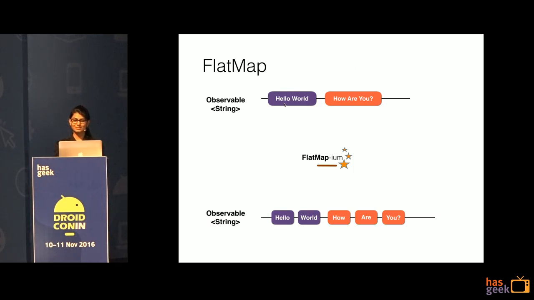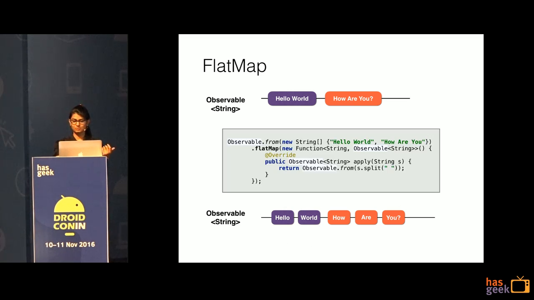So this is a simple observable which is emitting hello world and how are you. Hello world is getting converted into hello and world. How are you is getting converted into how and are and you. Then it is getting combined into another stream. That is what flatMap does. So this is how we can do that. We'll again apply a function to it, and here I'm just splitting it.